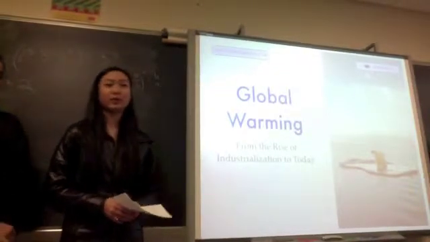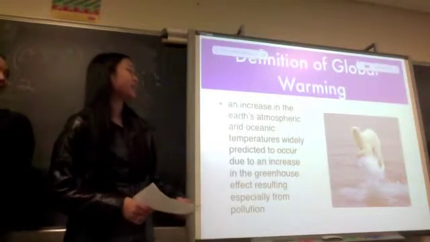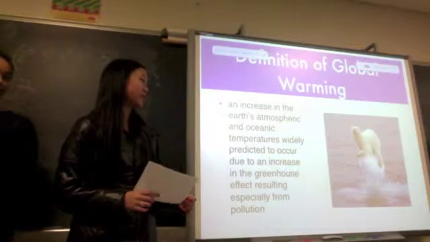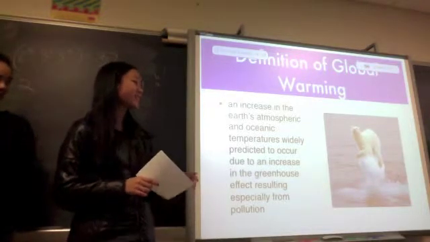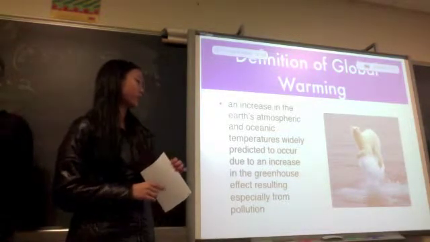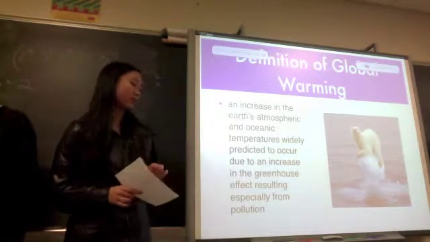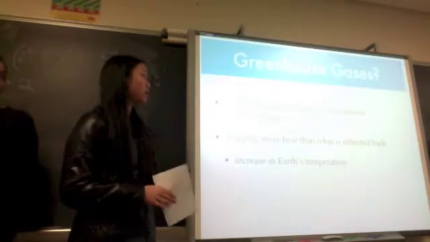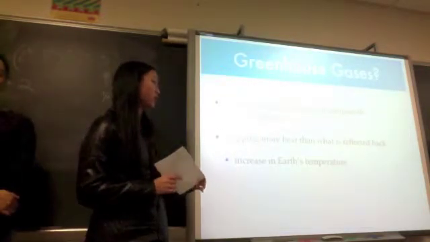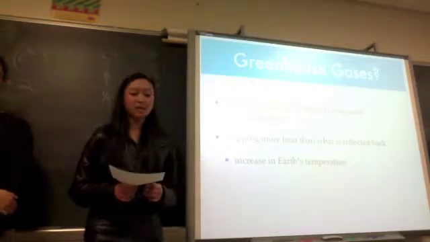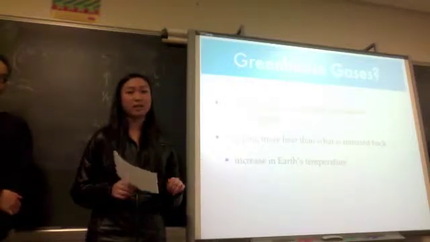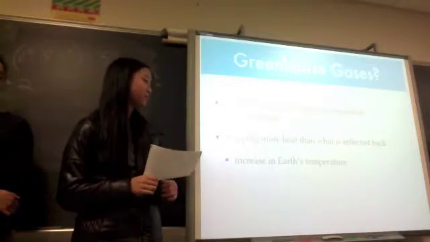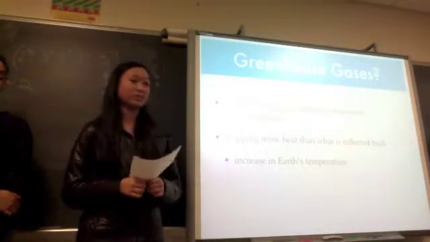Okay, so we did global warming. The scientific definition of global warming is an increase in Earth's atmospheric and oceanic temperatures, which is probably predicted because there's a rise in greenhouse gases. Greenhouse gases include CO2 and methane, and basically this is happening because they're trapping in more heat than what is emitted back out into the atmosphere. So this is increasing Earth's temperature.